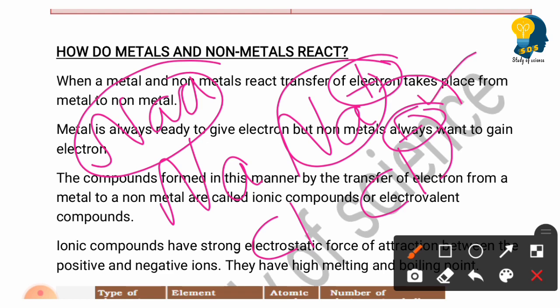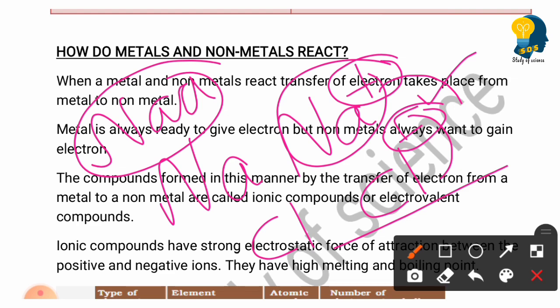Okay, the compounds formed in this manner, by transfer of electrons. What happens here is electrons are transferring. From a metal to a non-metal, electrons are transferring. So these compounds are called ionic compounds. Clear? And this is also called electrovalent compound. Ionic compounds are also called electrovalent compounds.